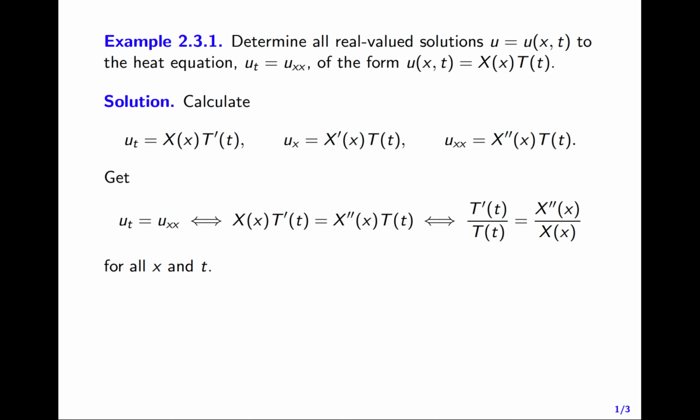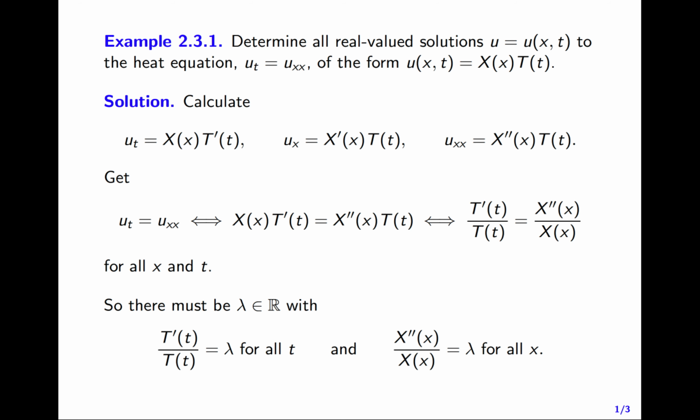And then, since this has to hold for all x and t, we know there must be a constant lambda in the reals with capital T prime(t) over capital T(t) equal to lambda for all t. We're only interested in real-valued solutions, so we're only taking lambda in the reals. And likewise, we need capital X double prime(x) over capital X(x) equal to lambda for all x. So we immediately decouple two differential equations, one for capital T, one for capital X, which we will now solve.